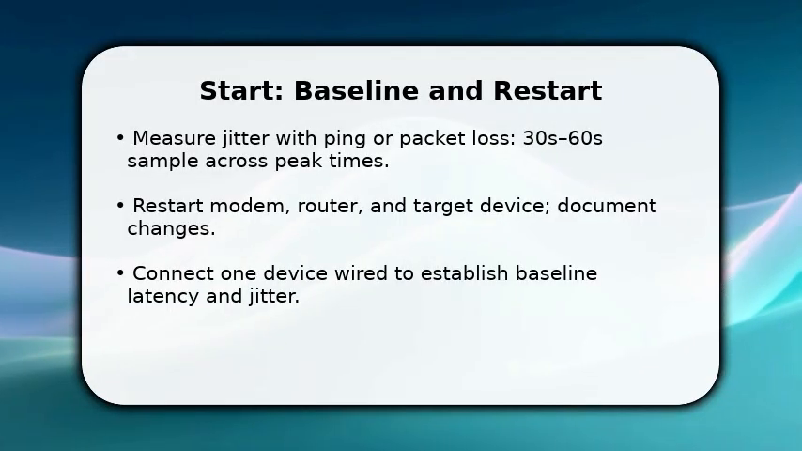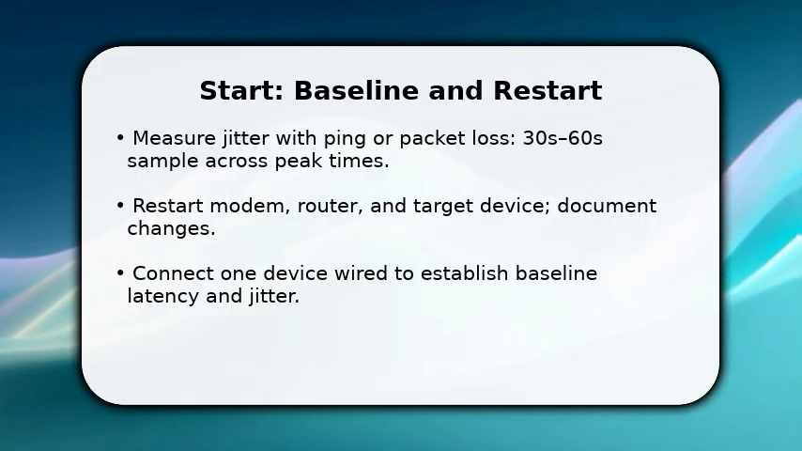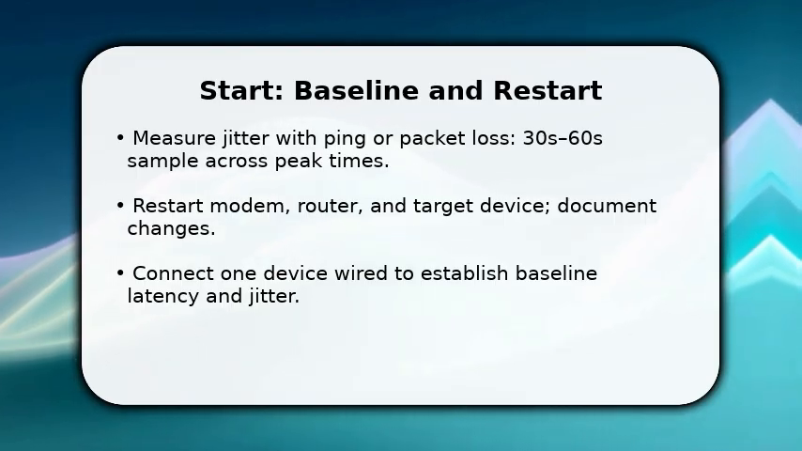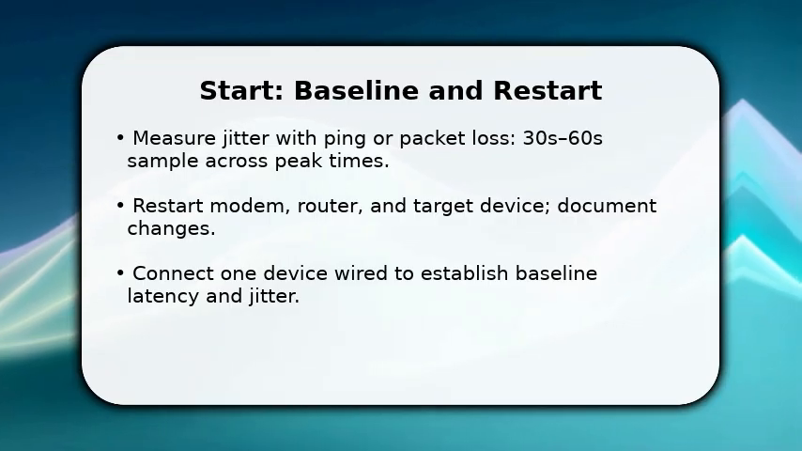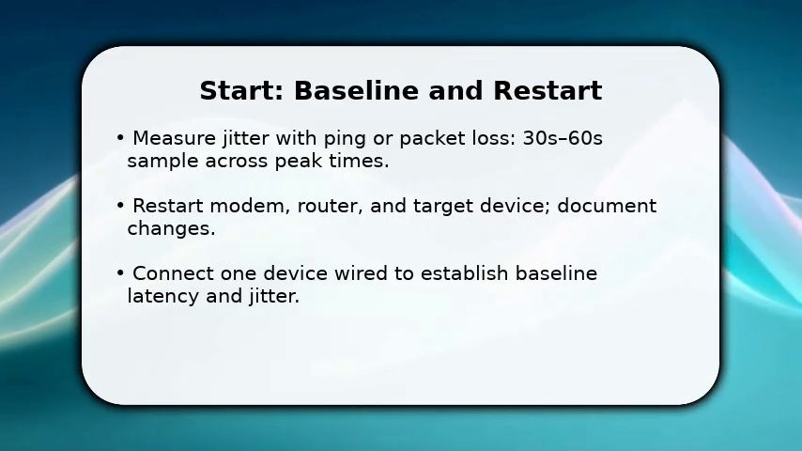You begin by establishing a baseline so you know what to fix. First, run a 30 to 60 second ping or jitter test during peak use to capture real numbers. Once done, restart the modem, router, and the affected device. Simple reboots often clear transient queuing.